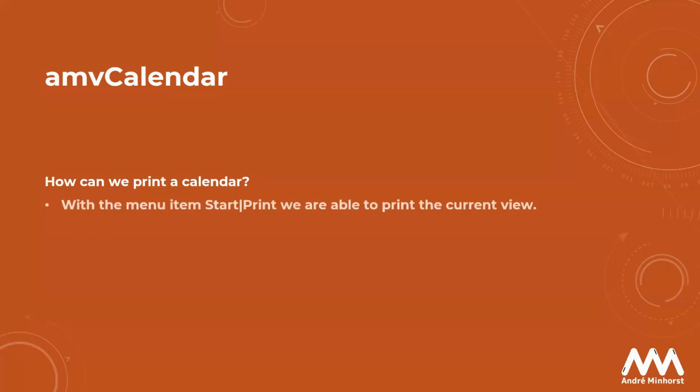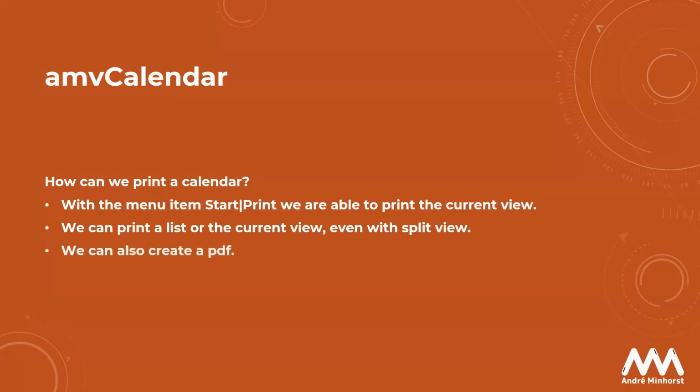Moreover, we can print calendars. With the menu item Start Print, we are able to print the current view. We can print a list or the current view, and even with the split view. And we can also create a PDF.